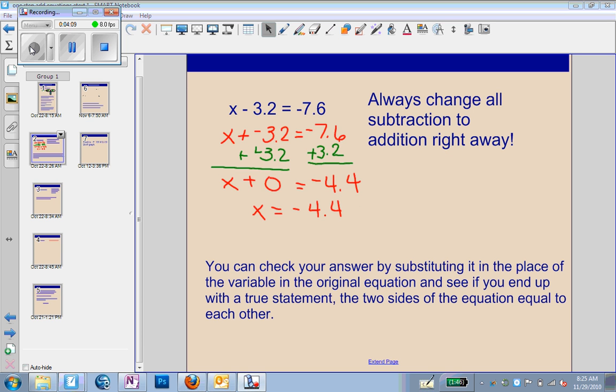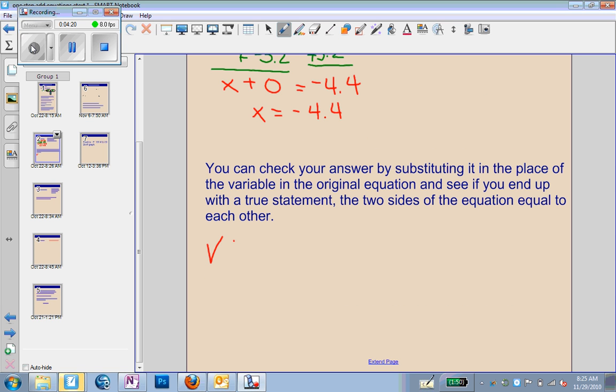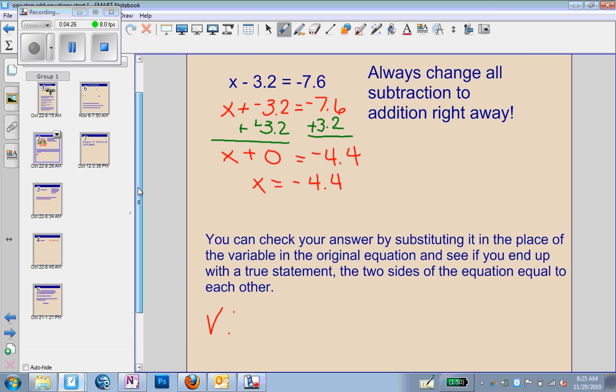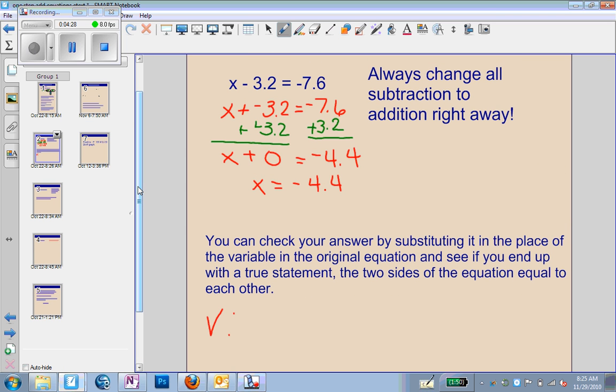You can check your answer by substituting it in the place of the variable in the original equation and see if you end up with a true statement, the two sides of the equation equal to each other. So you're going to do a check step. I like to write a check to show I'm getting ready to do a check step. So I'm going to take my answer, negative 4.4, and put it in the place of x, and then rewrite the rest of my equation to see if I get a true statement.